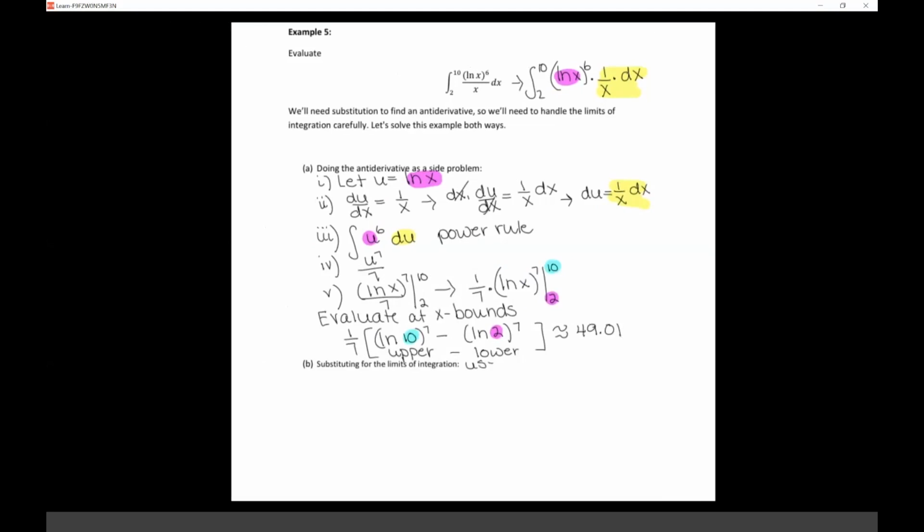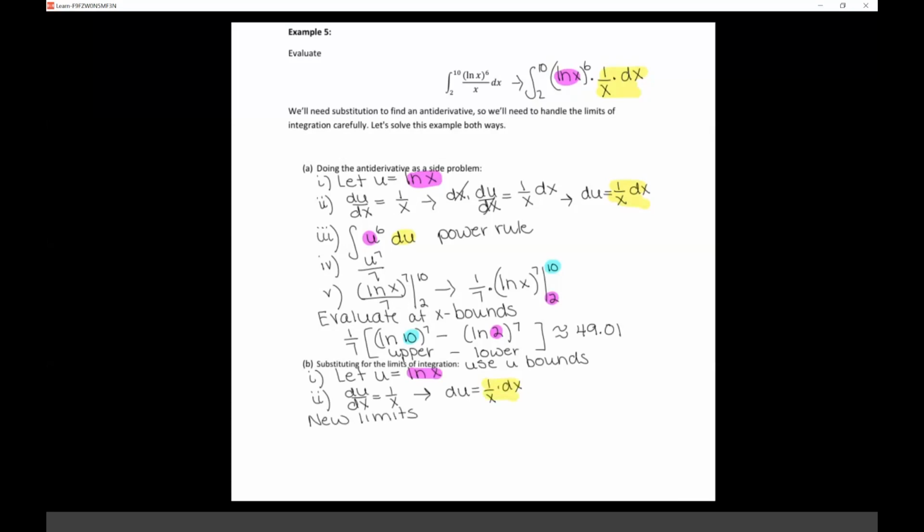Now, if I want to use the u bounds, here's what I'm going to do. I'm going to have the same first two steps. I'm not going to go through doing the du dx. I'll just say du dx equals 1 over x, and that means du equals 1 over x dx. I'm shortening it so we can get everything done in time. Here's the new step where I have my new limits.